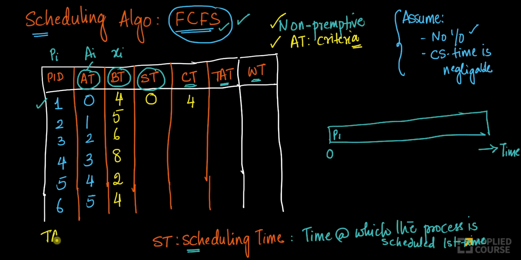Let's write the formula for turnaround time. Turnaround time is completion time minus arrival time. Right? So what is turnaround time here? 4 minus 0, which is 4. What is its wait time? How much time did it wait in the whole thing?